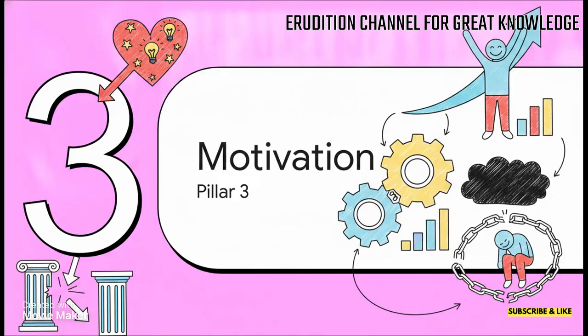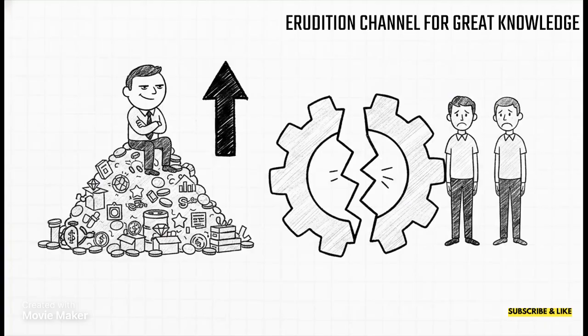Okay, pillar number 3, motivation. Now we're moving from knowing what to do to how we actually feel about it, because simply having the knowledge to perform adequately just isn't enough. I like to call this the self-interest trap.